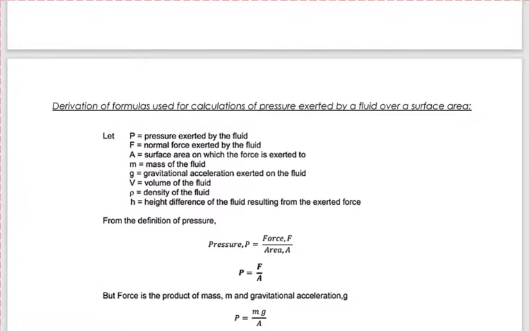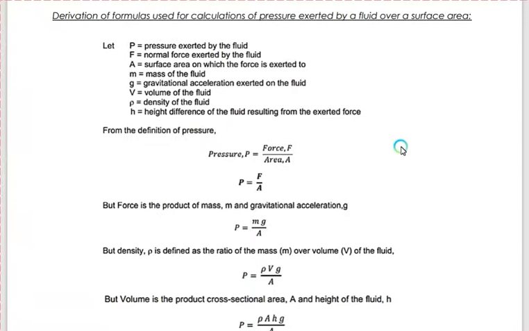So we have here sa mga terms naton, we have pressure exerted by a fluid, normal force exerted by a fluid, surface area on which the force is exerted to, mass of the liquid, gravitational acceleration for g, volume for V, rho for density, h for your height difference of the fluid, resulting to your external force or exerted force. Okay, from the definition, pressure is force per unit area. That's why amo yung F over A nato nga unit. So this is your force, which is mass times gravity or mg. So force is the product of mass and gravitational acceleration g. So this is why we will have mg over A.